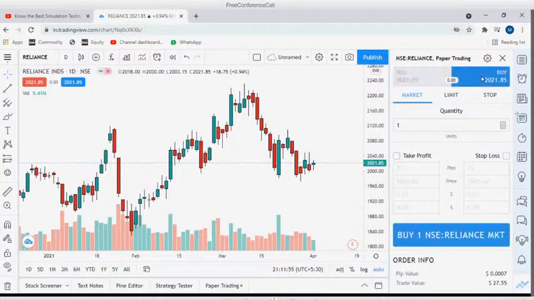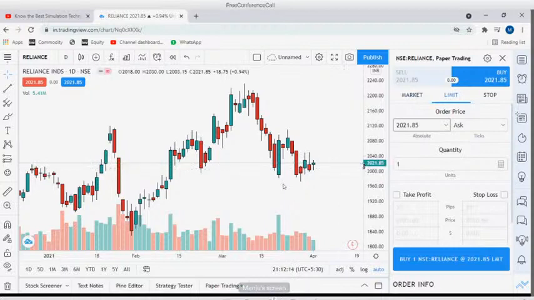Similarly, in your normal Demat, you'll see these options: market, limit, stop. These are different types of orders. When you select market, it will not ask for your price. Whatever is running at the current price, it will just take that price. That is market. Limit is like, for example, Reliance is trading near 2021. If I want to buy when it comes near 1975, I'll put 1975 as my limit price. So when Reliance comes to 1975, it will execute the order.